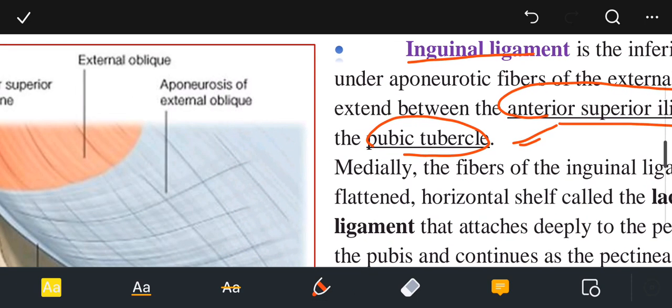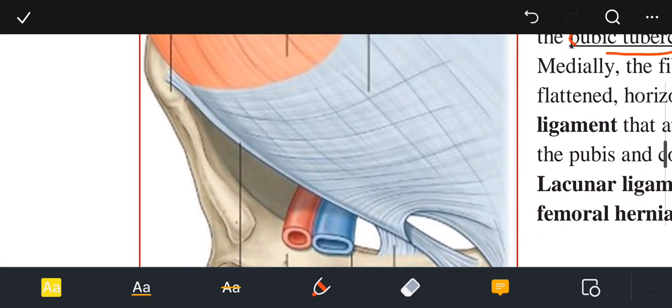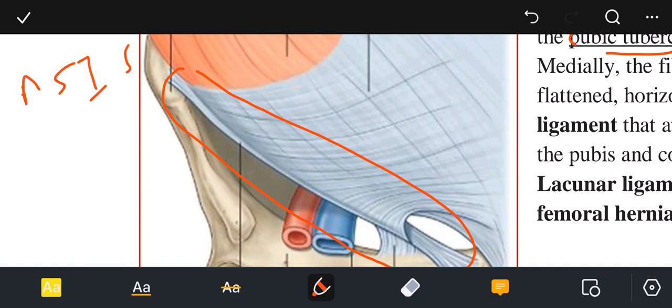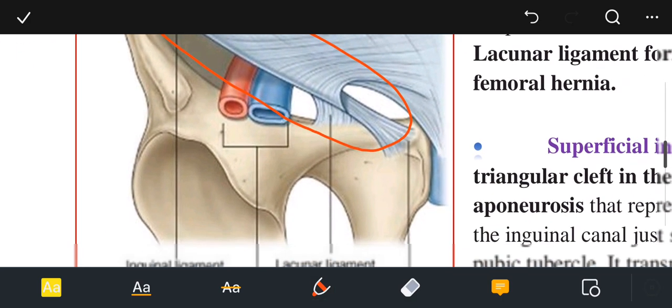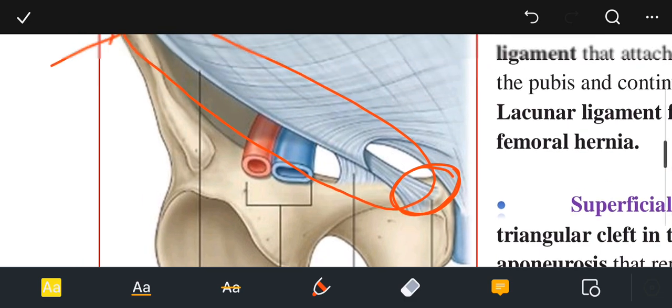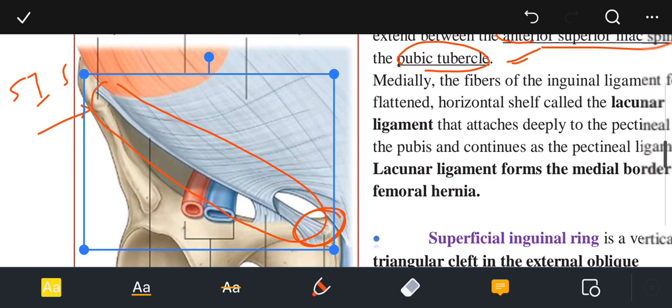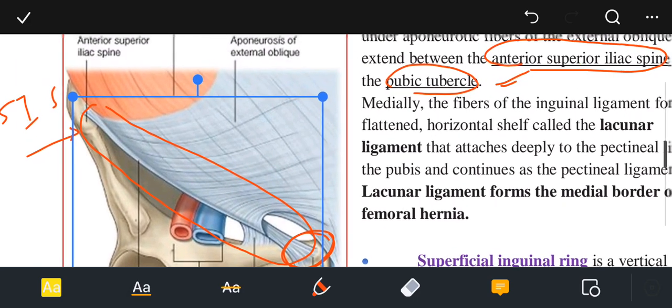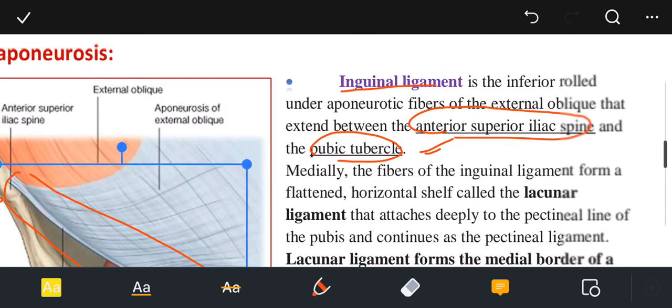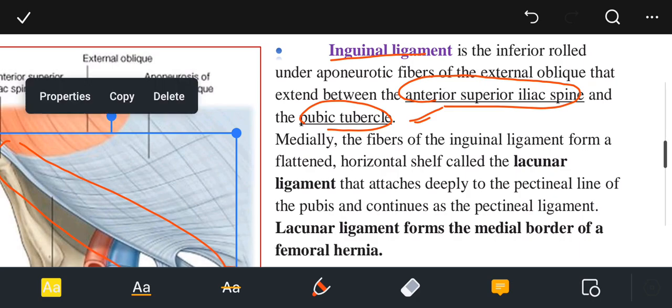Now here you can see in this picture that this particular thing, the one I am highlighting right now, is the inguinal ligament, and this inguinal ligament is extending from the anterior superior iliac spine present over here, all the way to the pubic tubercle over here. This is the pubis bone and this thing is called the pubic tubercle. So this thing that is extending from the anterior superior iliac spine all the way down to the pubic tubercle is referred to as the inguinal ligament. First thing that you must remember.